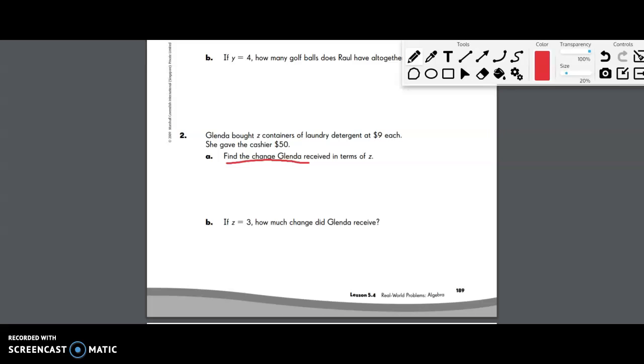Now, she bought some number of containers. I don't know how many. It could have been 3, it could have been 10, it could have been 50. I don't know. Probably not 50. That'd be a lot. $50 wouldn't cover that. But I do know that each one costs $9. Okay, I don't know how many groups, but I know I'm going to do 9 times some number of groups, Z number of groups. Okay, that was how much it would cost her.